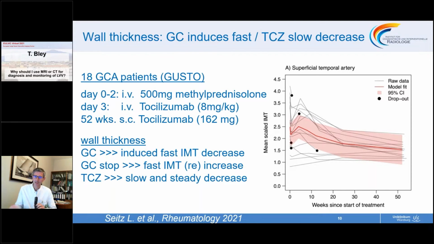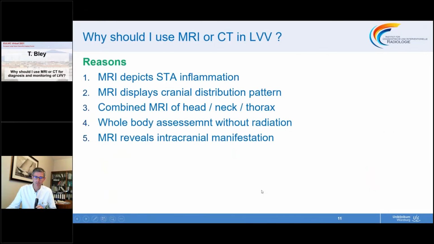So this is what we have seen in the earlier days, where giant cell arteritis was treated only by steroids, and we saw the rapid decline of the mural findings in all imaging modalities that we were using, and in MR as well. So these are the reasons why I propose MRI and CT for the large arteries.